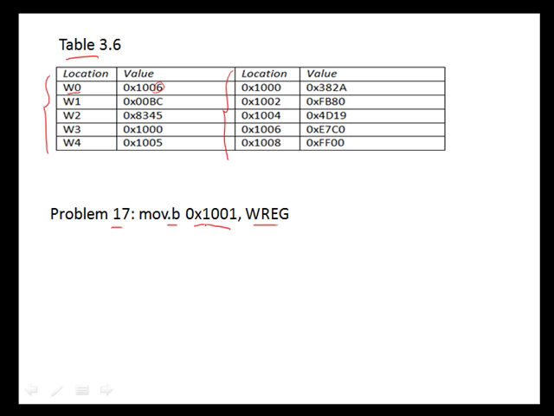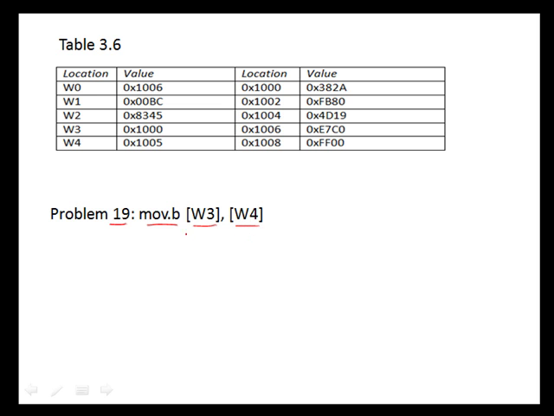Well, let's figure out where 1001 is. This memory is shown as being 16 bits wide. So this first byte right here, the least significant byte, is going to be sitting in 1000, while this most significant byte there is going to be sitting in location 1001. So what we're doing is moving this byte right here, 38, to the least significant byte of W0. So the final value of W0 is going to be 0x1038. So problem 19 says move that byte, register indirect W3 to register indirect W4.